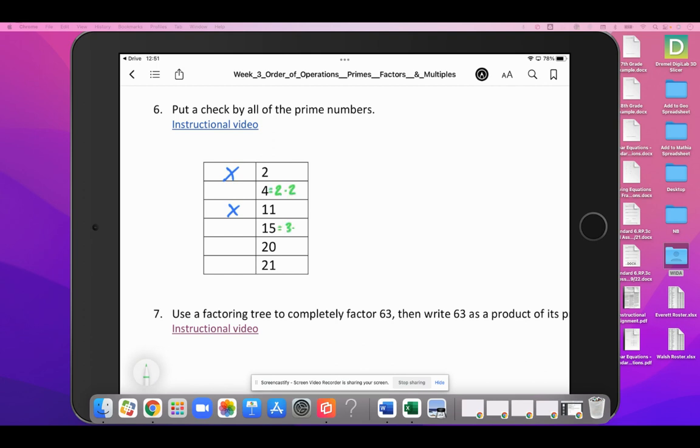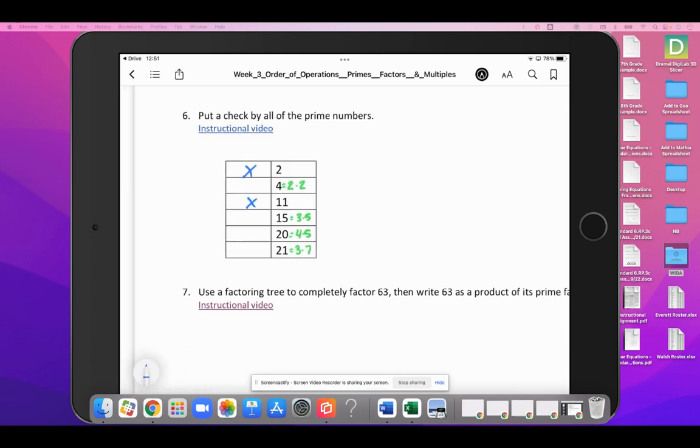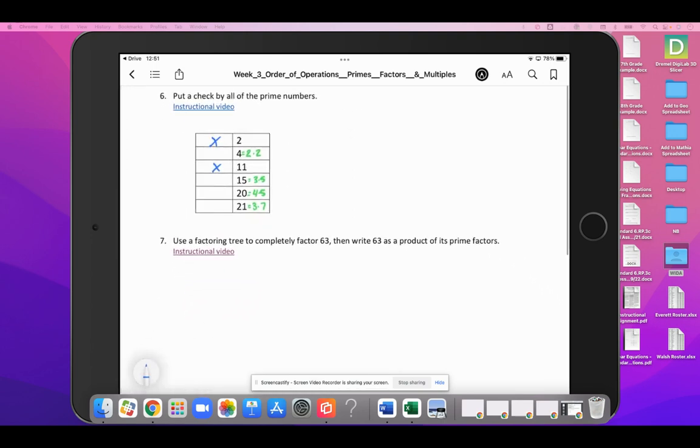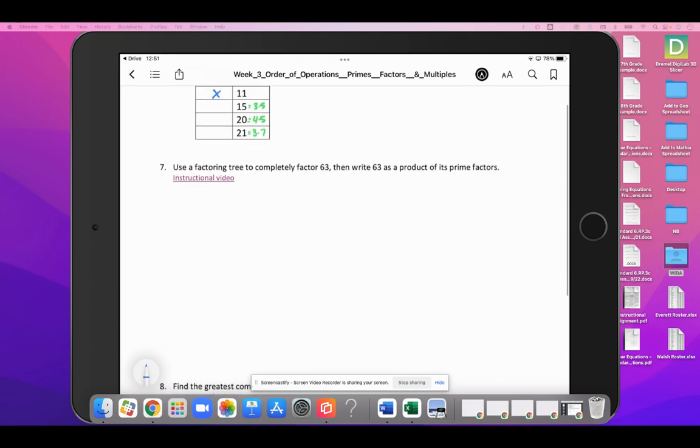15 could be 3 times 5. 20 could be 4 times 5. Or 21 could be 3 times 7. So that's why those numbers are not prime, because they have more options to create them through multiplication than just multiplying the number itself by the number 1. So the next one has 2 possible options at least.